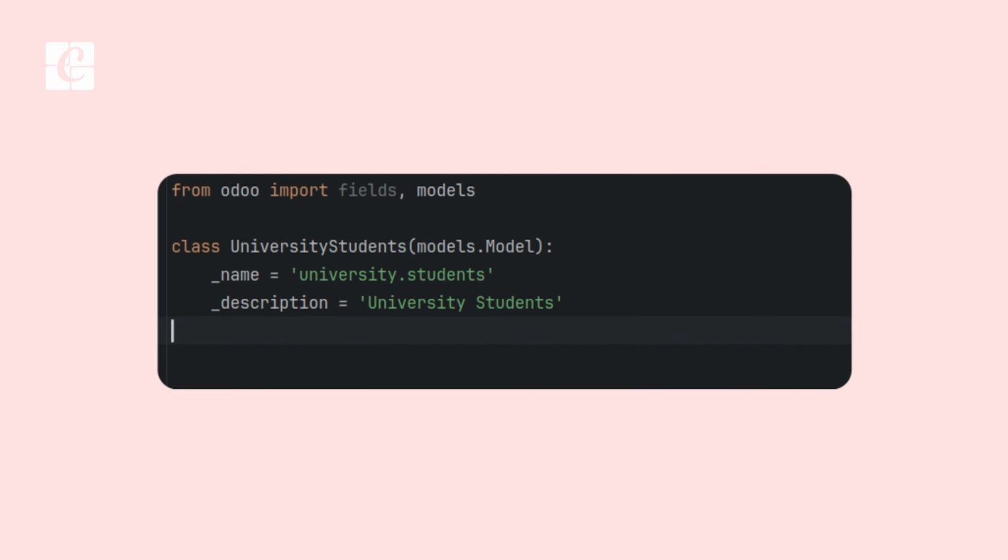Have you ever wondered where Odoo stores information such as the student, product, employee, or sale order? The answer is models. A model in Odoo is defined as a Python class, and it acts like a blueprint that tells how to store and manage your data. Think of it like a table in your database.